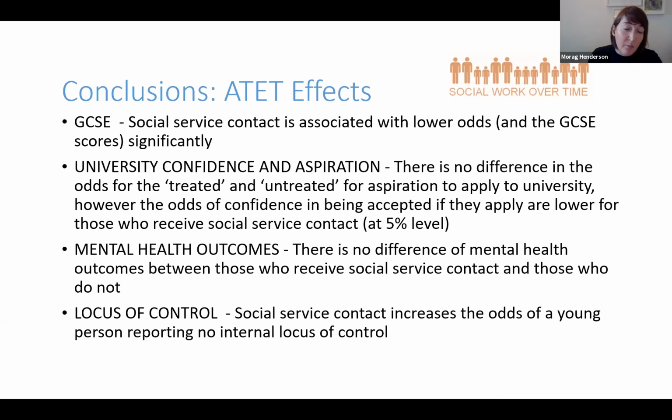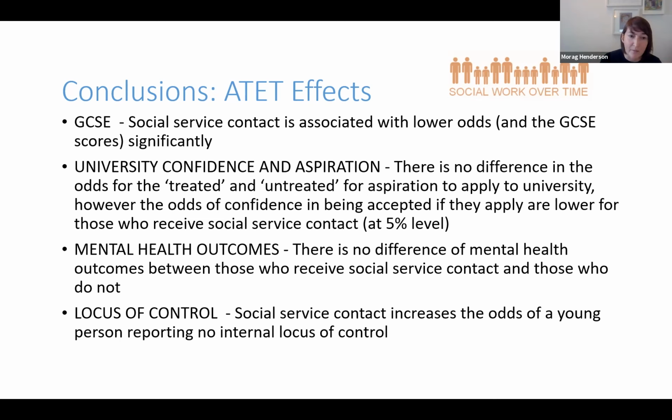In terms of the outcome model, GCSEs, social service contact is associated with lower odds and lower GCSE scores, and that's statistically significant. University aspiration and confidence: there's no difference for aspiration between the groups who've had contact and those who haven't, but there is a difference on confidence. I'm calling it confidence in the sense that if they were planning on applying to university, whether they believe they'd be accepted if they applied. So you might interpret that slightly differently.